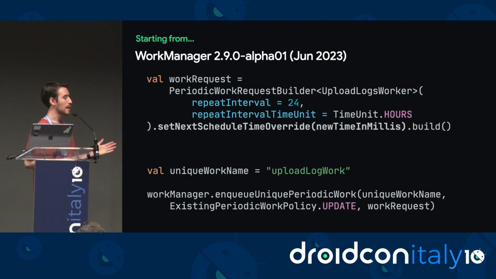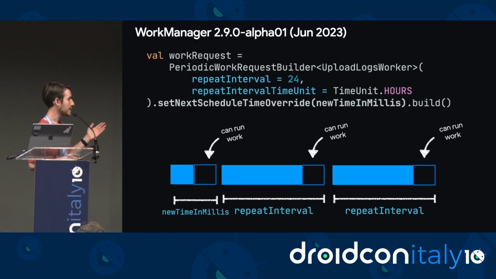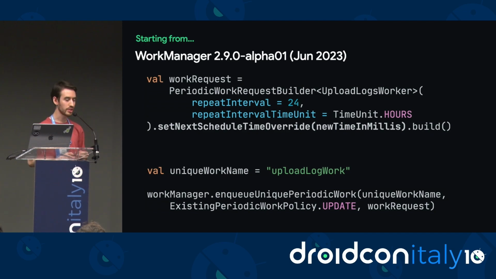So in this example, we're uploading some logs. Let's say that you have detected a critical crash, so you want to upload your logs before the interval. You can just say, okay, override the next schedule time with this time that I'm giving you, an approximation of this time, and this will happen. The next run will happen at the new time, and then the WorkManager will, from that time, go back to the original planning, basically. And also notice that I used update as a periodic work policy.